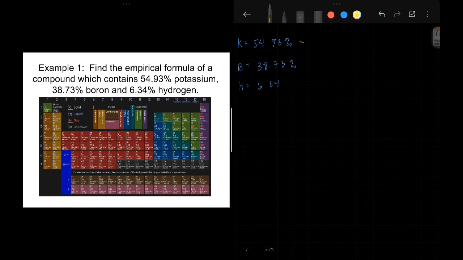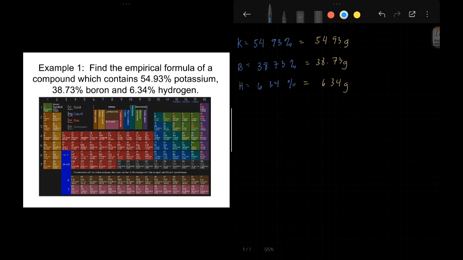Now, next is we have to convert it into grams. So definitely, you write 54.93 grams. Next, 38.73 grams. And then lastly, 6.34 grams. Okay? Now, you're able to convert it into grams.